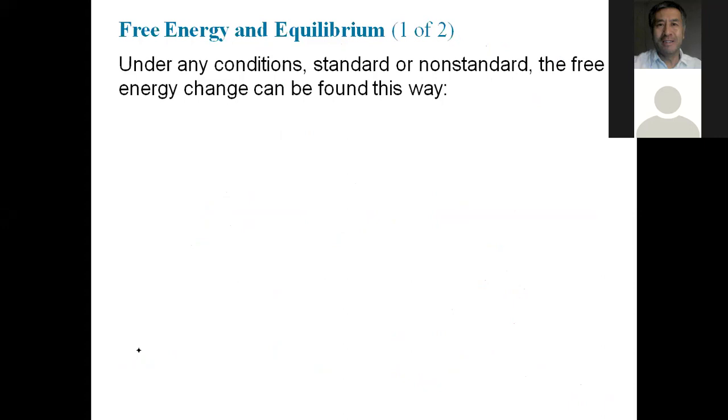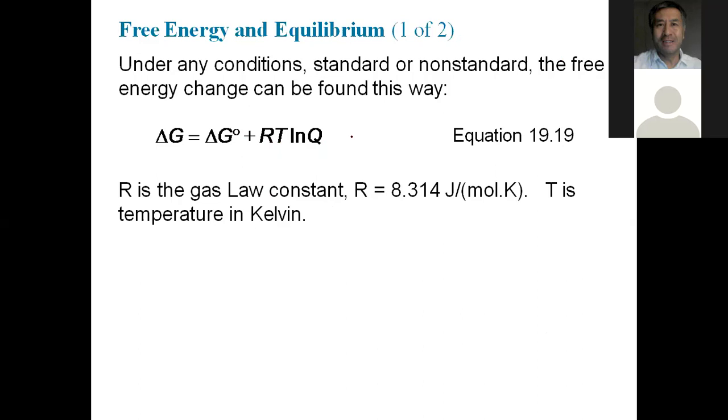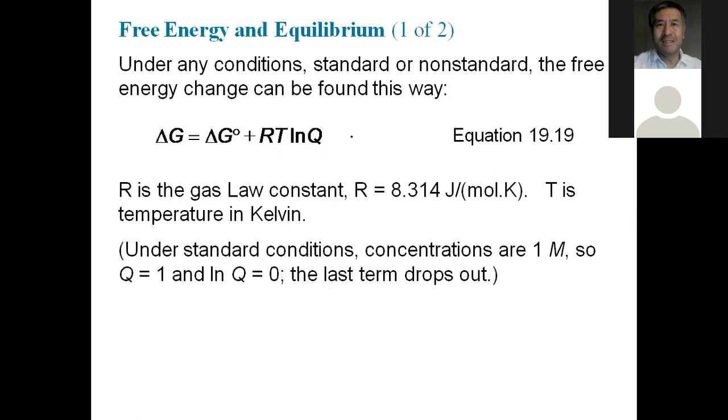Okay, so next, we study free energy and equilibrium. At any condition, standard or non-standard, the free energy change can be found with this equation: delta G equals delta G naught, which is standard, plus RT ln Q. You know what Q is? Q is the reaction quotient, and R is the gas law constant, and temperature should be in Kelvin.